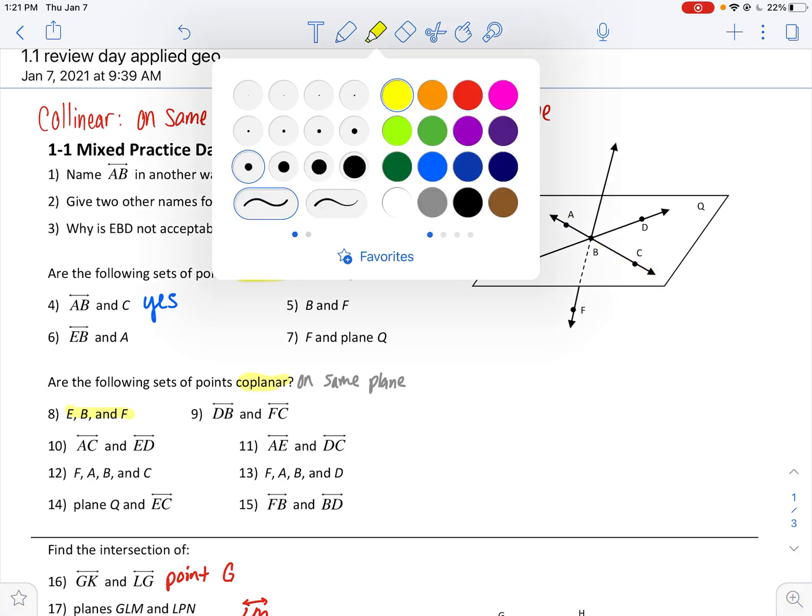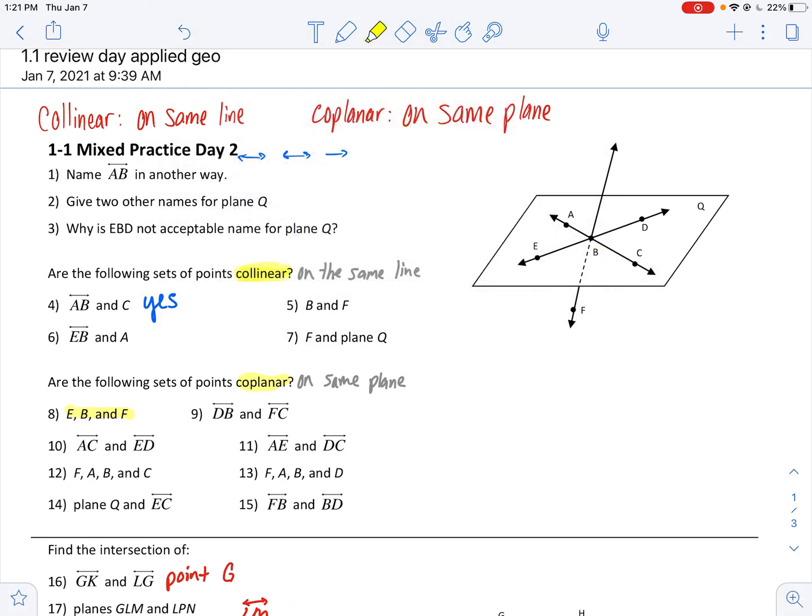B and F, points B and F. There's F, there's B, and if I look at what line F is on, this line that goes all the way through B. So B and F are collinear.